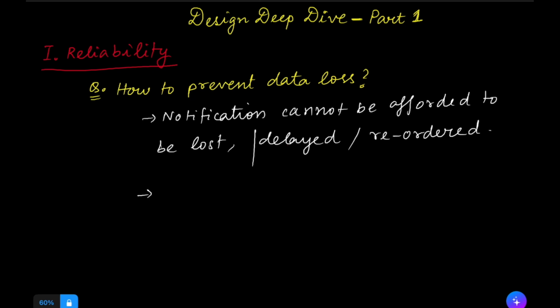For this, in the notification system server, we persist our data in a database and implement our retry mechanism, which we saw in the previous video. To persist our data, we use a notification log database to prevent data loss. So what we use is a notification log database for data persistence.